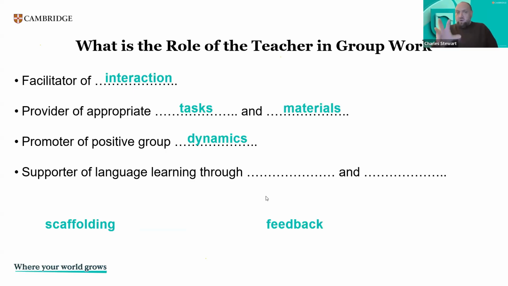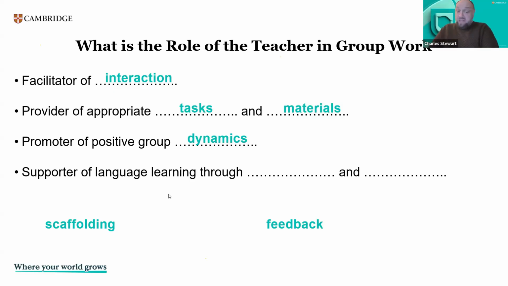Focus on positive group dynamics. And here, rather than pointing out the negative aspects, you're pointing out the positive aspects and giving every other group an example of the exact things that you want within the group itself.